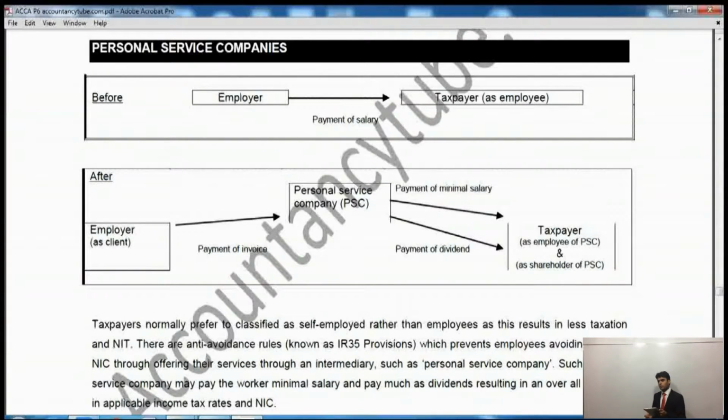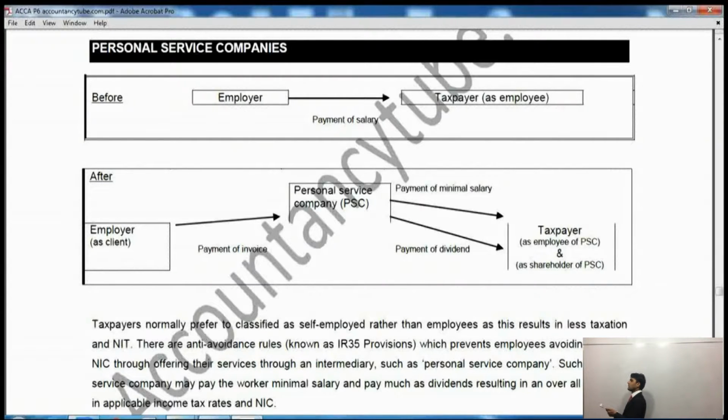What was the wording used, who is providing the equipment, who is doing the services, is he taking any financial risk? So likewise, you will have to see all the measures which we have just seen. Now, after looking at that, if someone pretends to be self-employed, whereas he actually is employed, then these rules will come. What are the rules? It is personal service companies.